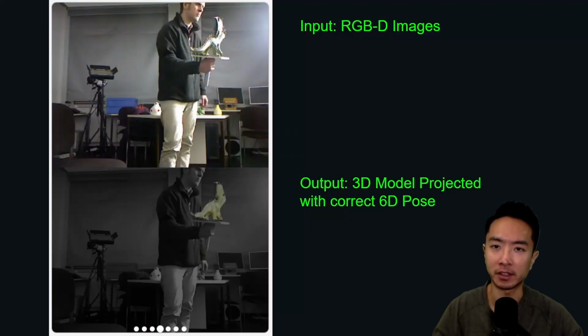So we'll be taking a look at a few demos here. What you're going to see is the top is the input, which is the RGBD images as a video, and then the output is the 3D model projected with the correct 6D pose. So what you're seeing is the actual projection of the model. The application they're showing here is typically for things like augmented reality. But you can imagine once you can project it correctly, you could do different things such as for self-driving cars or robot manipulation and grasping.